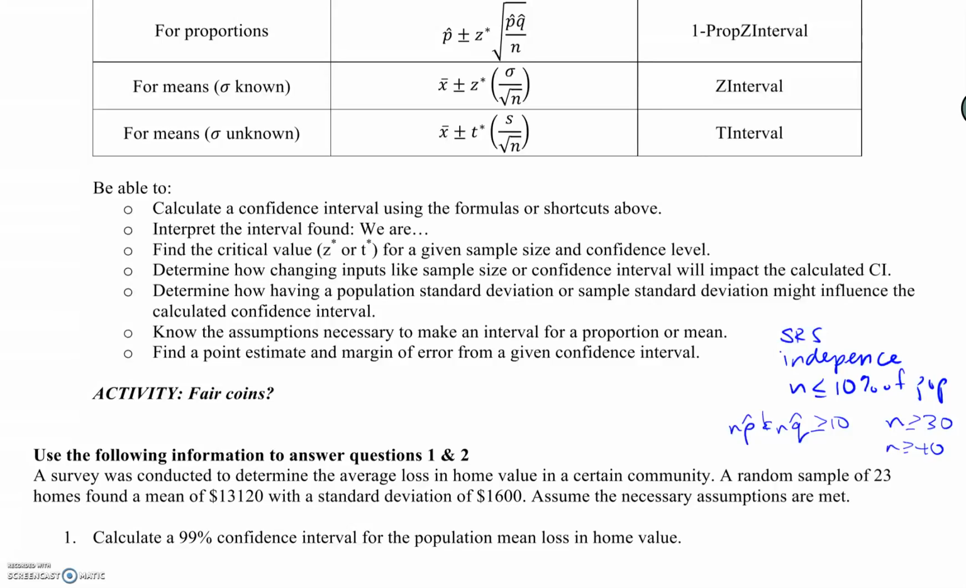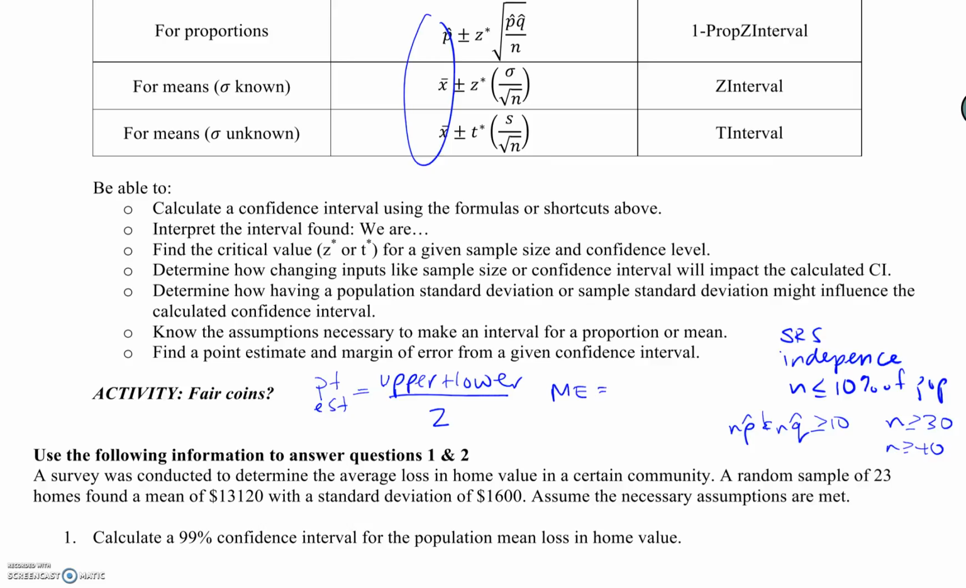All right, so that's the assumptions that are necessary. And then the last thing here, finding a point estimate and a margin of error for a given confidence interval. Remember, your point estimate you can find by taking and averaging the 2 parts of your confidence interval, because that point estimate, this piece, is always the middle of your interval. You can find its middle by just averaging the 2 parts.